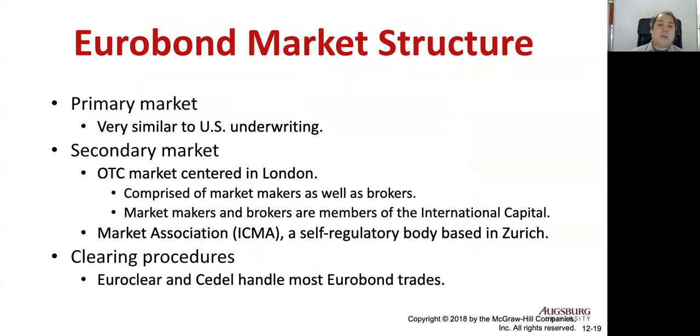Now let's look at the market structure of the Eurobond. Eurobond is the major market, so let's focus on the Eurobond. There are two different types of market. One is the primary market, the other is the secondary market. The primary market is mostly similar to the US underwriting market. The secondary market is an OTC market. So let's see them one by one.